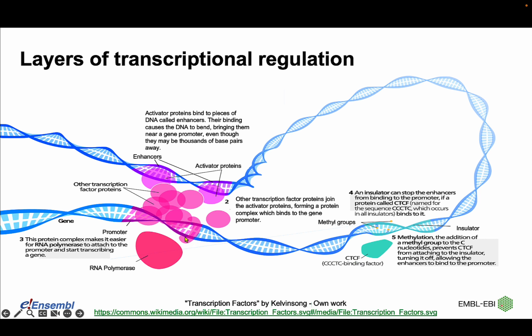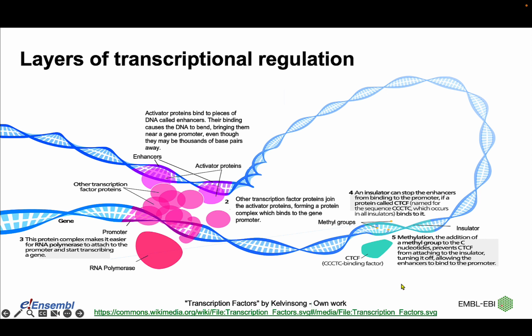Another regulatory element are enhancers. So these sites are often located a bit further away from the coding region of a gene. And enhancers have their own set of transcription factor motifs, and they bind activator proteins which promote the activation of transcription in the promoter region. Similarly, we also have repressors and insulators that bind specific proteins to downregulate gene expression.